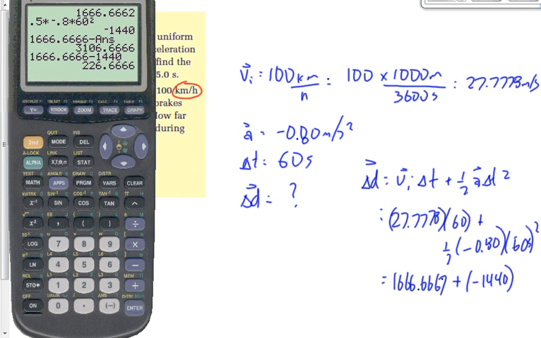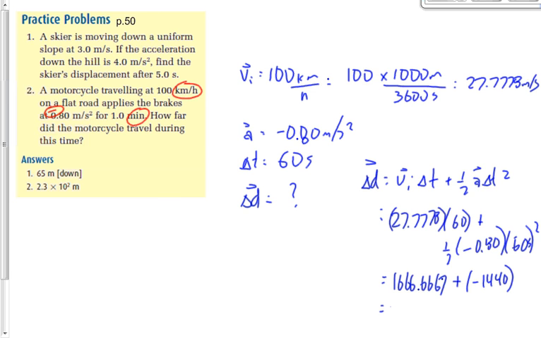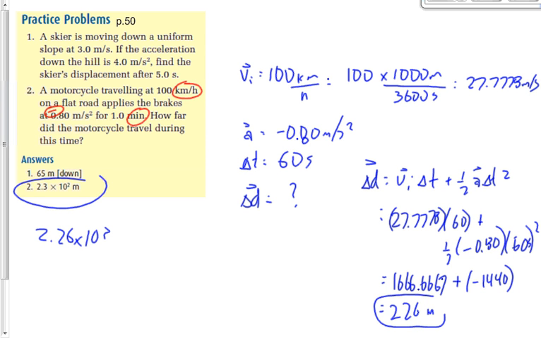226. Now, lots of people got that and said, wait a sec, that's not the answer they have here. Yes, it is. 2.3 times 10 to the 2. You guys know scientific notation. Put that in scientific notation: 2.26 times 10 to the 2. Well, they just rounded it, that's all. 2.3 times 10 to the 2, 2.26 times 10 to the 2, whatever.